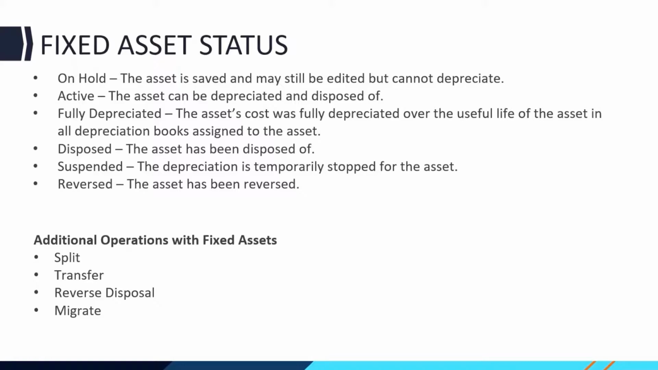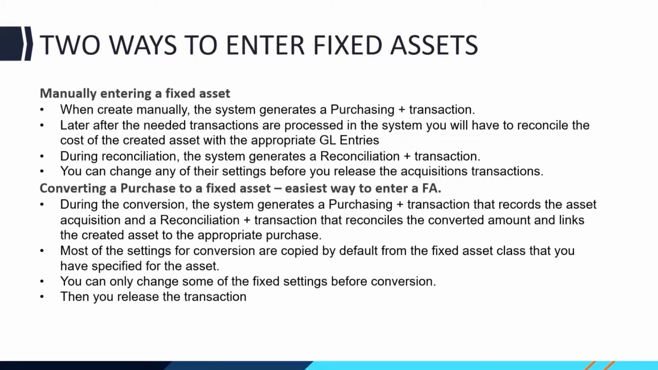On hold, the asset is saved and may still be edited but cannot depreciate. Active, the asset can be depreciated and disposed of. Fully depreciated, the asset's cost was fully depreciated over the useful life of the asset in all depreciation books assigned to the asset. Disposed, the asset has been disposed of. Suspended, the depreciation is temporarily stopped from the asset. Reversed, the asset has been reversed. And then additional operations with fixed assets, you can split the asset, transfer, you can reverse the disposal, and you can also migrate.